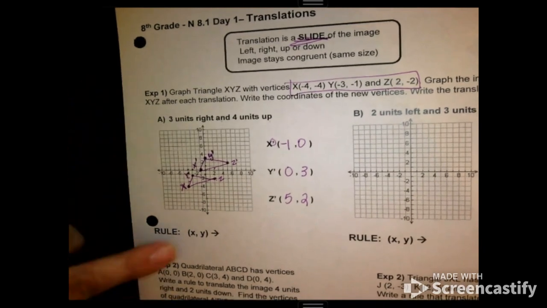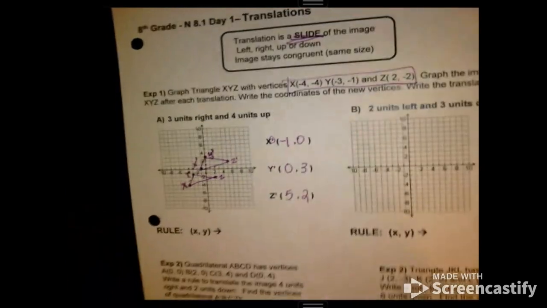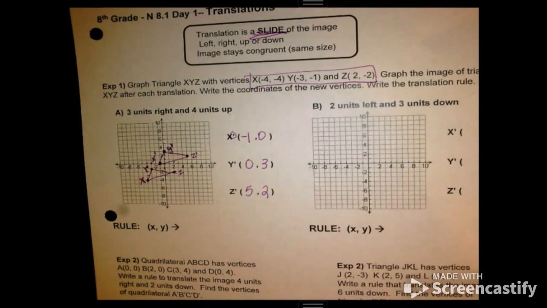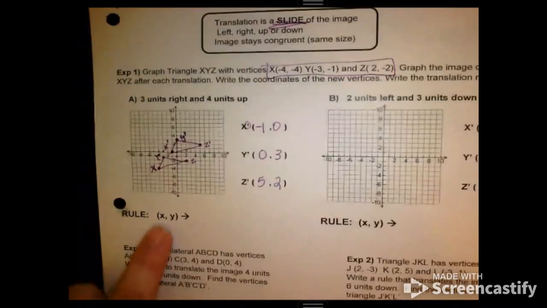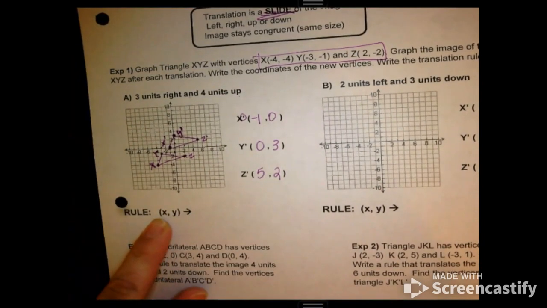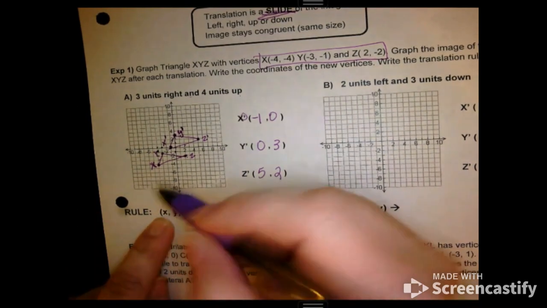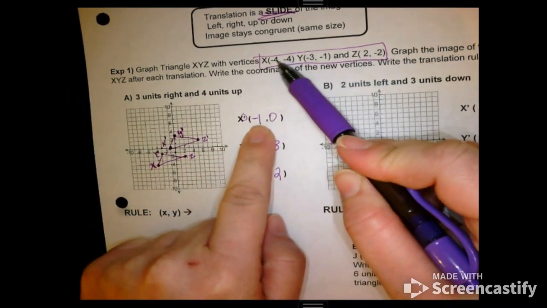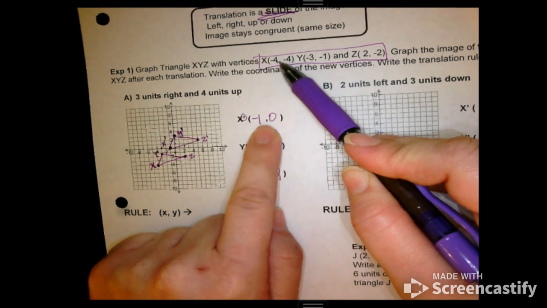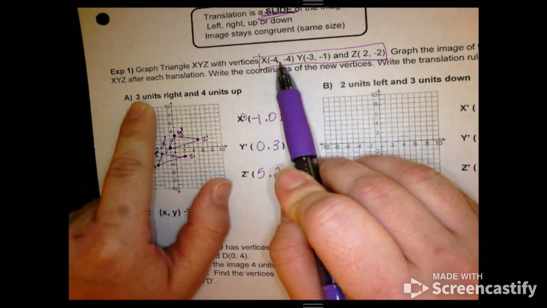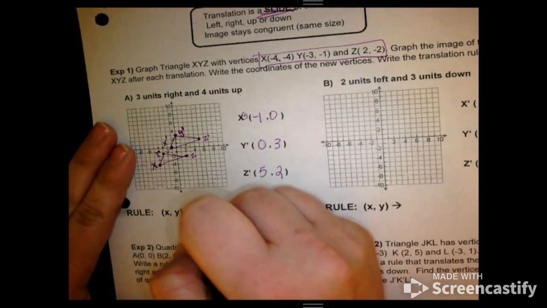Okay. Now, right here, it says the rule, and this is what you'll see more of. On that benchmark, y'all saw these, and you're like, I had no idea what it meant. I'm about to tell you what it meant, okay? So what happened to X every single time? Well, my original point X was -4, now it's -1. How do you get from -4 to -1? Plus 3. So I added 3 to X every time, right? So this is X plus 3.